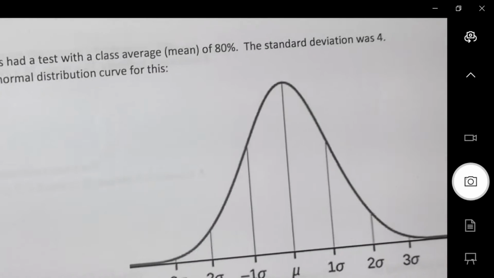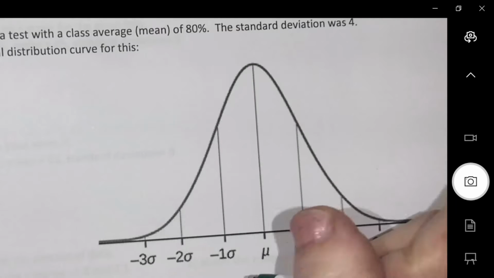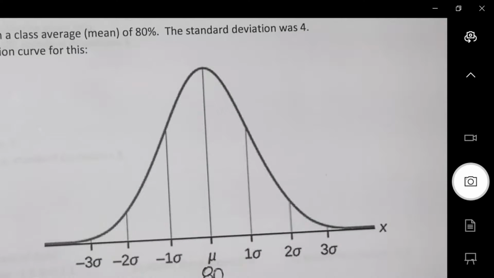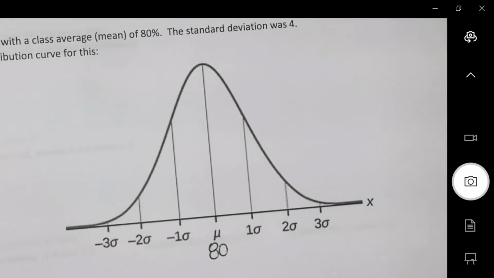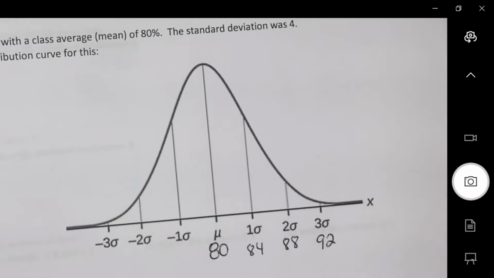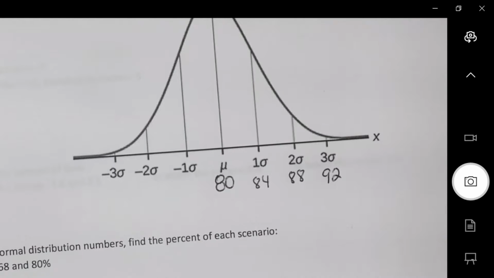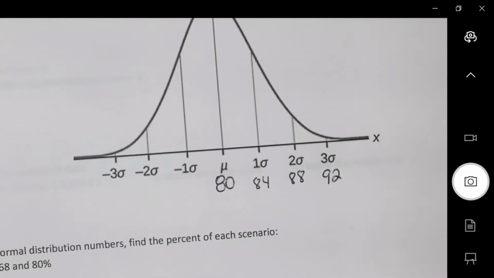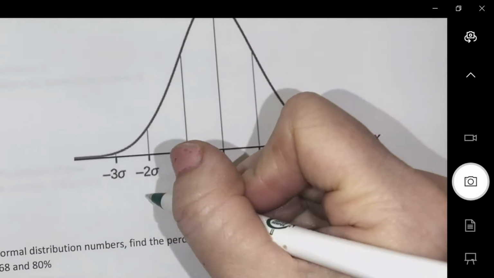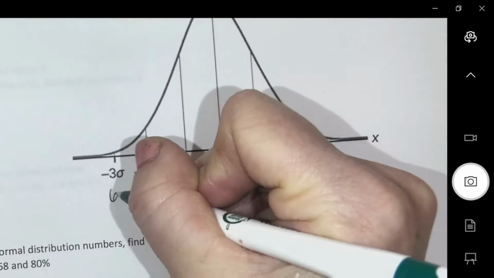Okay, we had a class get an average on a test of 80. So that's right in the middle. The standard deviation of this test was 4. So I'm going to go 84, 88, 92. So if you were 2 standard deviations above the mean, your score would have been 88. Going down, 76, 72, 68.